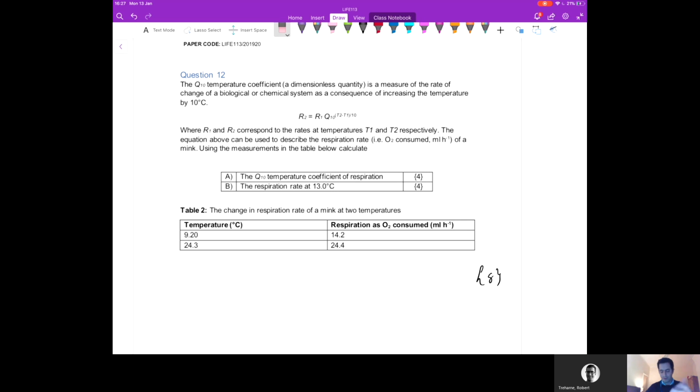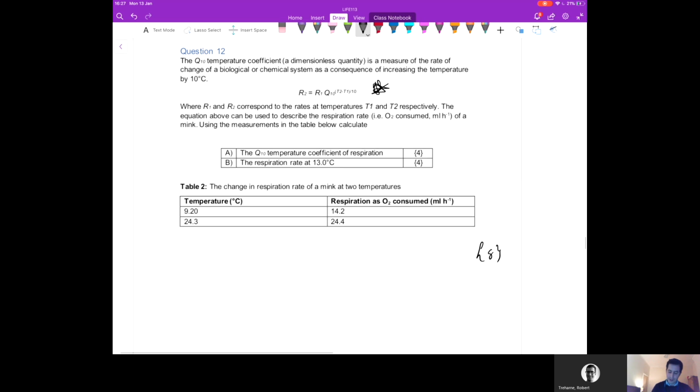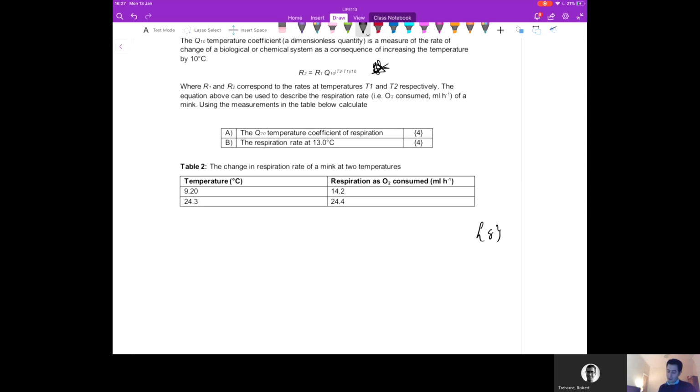Okay, so you can take logs, you can take natural logs. It doesn't really matter. I'm going to take natural logs of both sides of this equation first, and I'm going to solve for Q10. There is another way to do it, but I'm not going to show you that. I would rather you did it with your logarithm rules. So I'm going to do, again, log R2 is equal to log R1 Q10 to the power T2 minus T1 over 10. That's all in the exponent there.